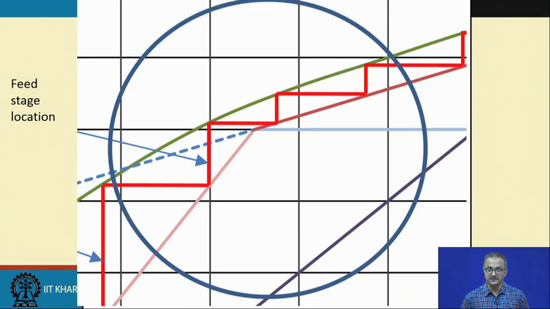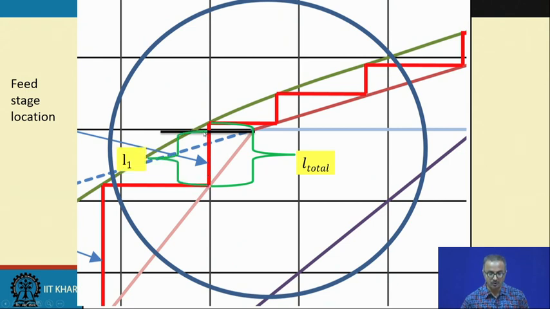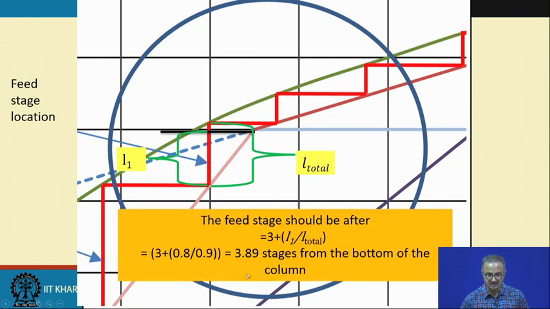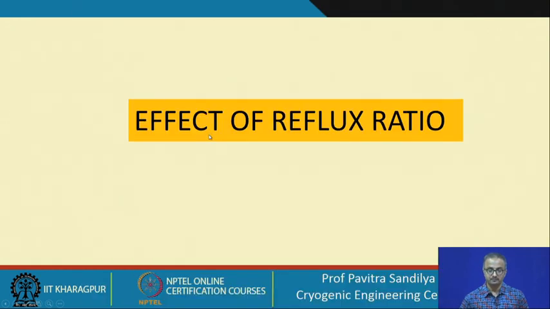Now in this case the feed is located by seeing where this particular vertical crosses the feed point. We take this fraction from the bottom as the feed point location. So we measure the total length of this vertical line, and we take this length up to the horizontal line which is coming from the feed point, and this fraction is about 3.89 stages from the bottom of the column where we are introducing the feed.